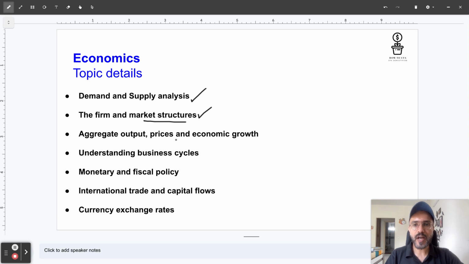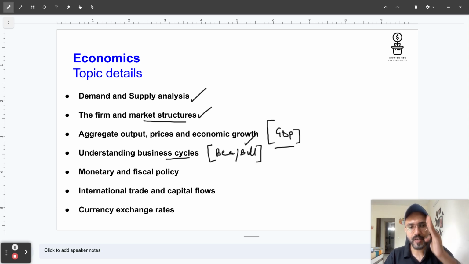Then you have aggregate output, prices and economic growth, which is basically the GDP. You keep hearing this word in the financial domain, in political debates, in news channels, etc. But what are the contours of gross domestic product, or GDP, is part of section number 3. And then you have business cycles. Business cycles are nothing but bear cycles and bull cycles, which means the market might be going down or the market might be up. What are the dynamics around which these phenomena happen in the market? How do governments counter these, etc., is part of your fourth topic.